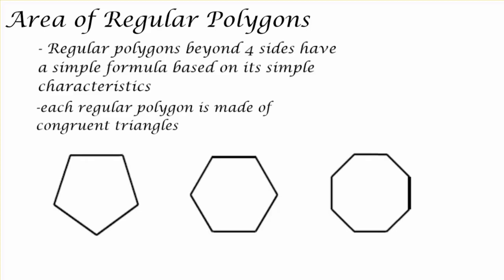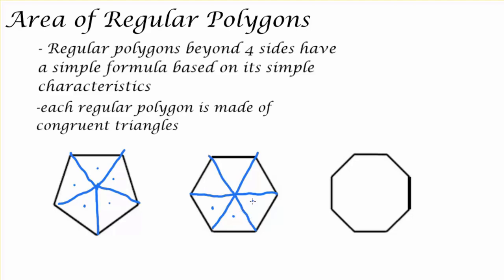Now again, let's recall real fast that regular means all the sides are going to be equal, all the angles are going to be equal. So this pentagon is essentially made up of 5 congruent triangles. All the triangles are the same as each other, and they're also all isosceles. This hexagon is made up of 6 congruent triangles. We draw the lines across, and we know we have 1, 2, 3, 4, 5, 6 triangles.